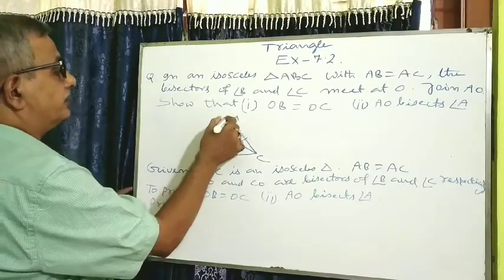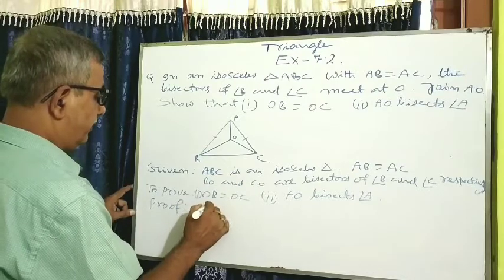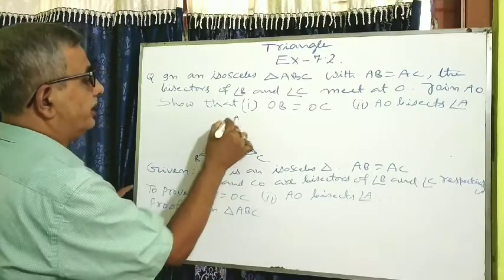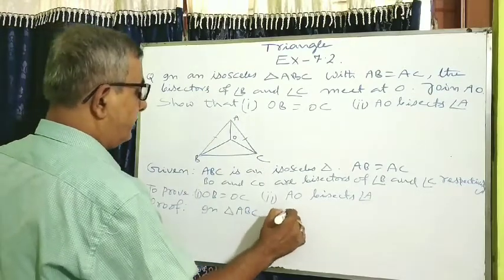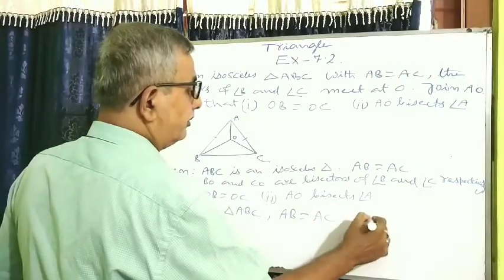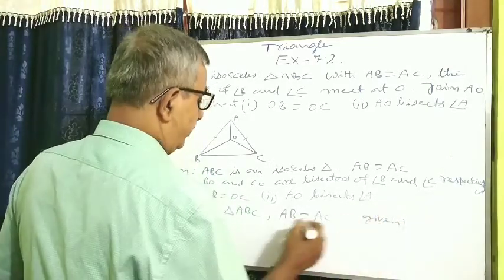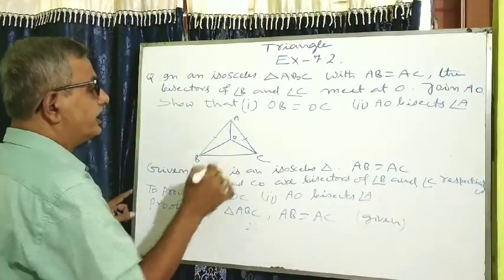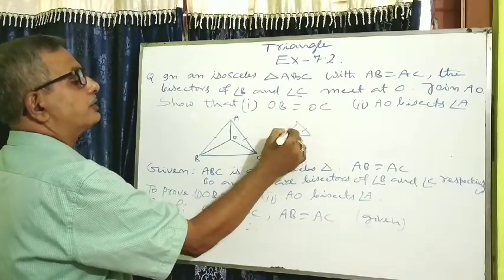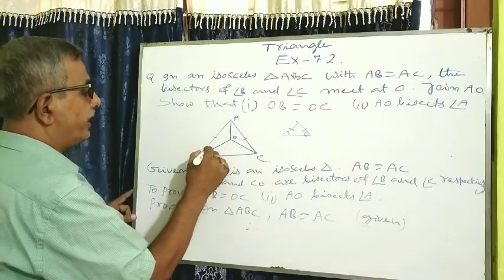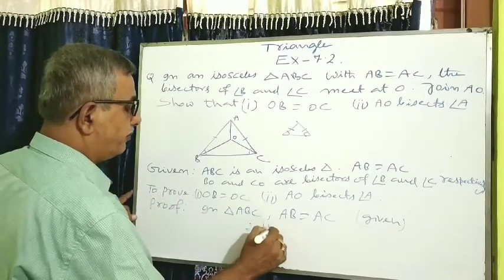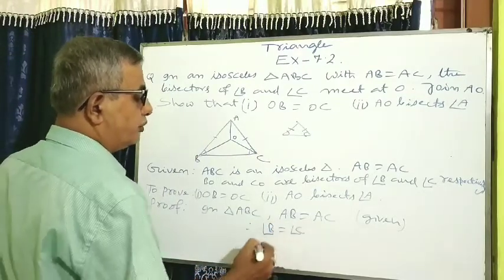Here you see, select this triangle. In triangle ABC, AB is equal to AC. From where has it come? Given. Therefore, if two sides are equal, that means what? Two angles. You see, in a triangle, this side is equal to this side, so this angle is equal to this angle. So you can write angle B is equal to angle C. Therefore, angle B is equal to angle C you can write.